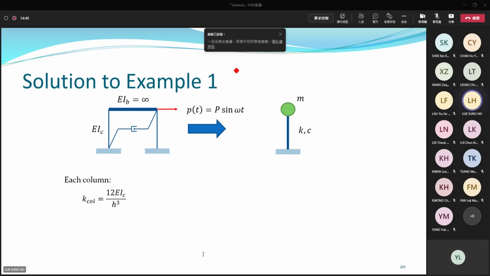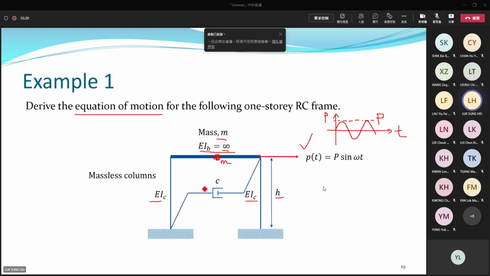We know the formula, right? P(t) equals m u double dot plus c u dot plus k u. This is the equation of motion for a single degree of freedom system. Actually, you know the answer. You just need to evaluate the three parameters, M, C, K. What is M, what is C, what is K? So it's actually not a very difficult problem. You just, based on the given information, find out what is M, C, K.